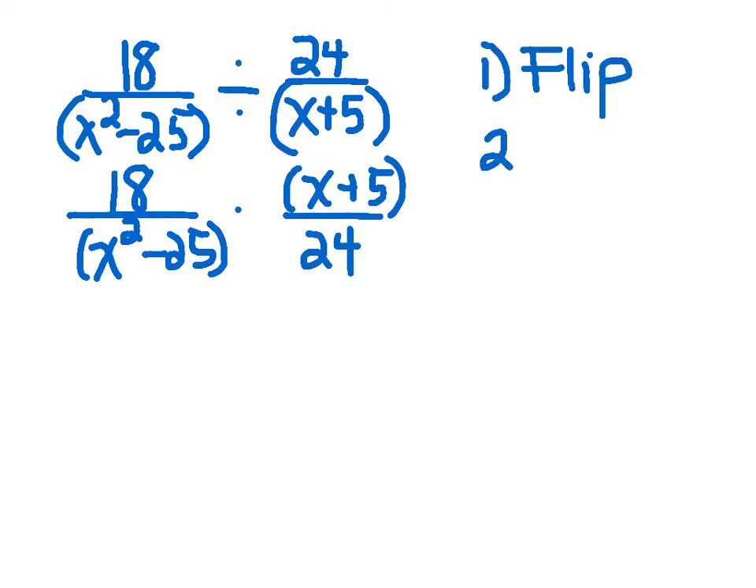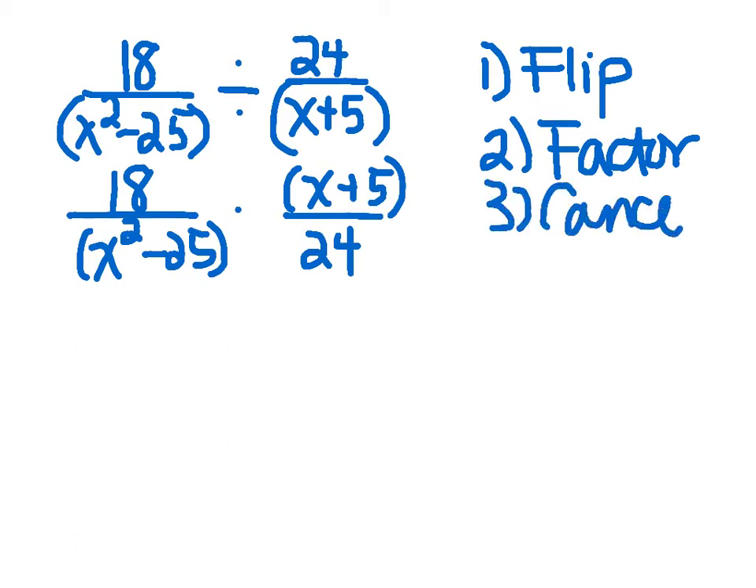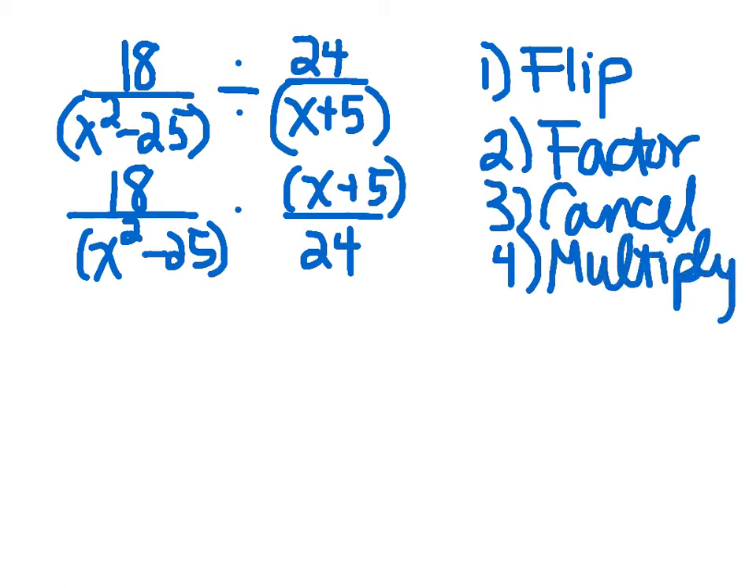And then, now we're on to the steps for multiplication, which are: we need to factor, and then cancel, and then multiply across. I'm not going to write out all the words because they were there before. I think it's pretty clear.